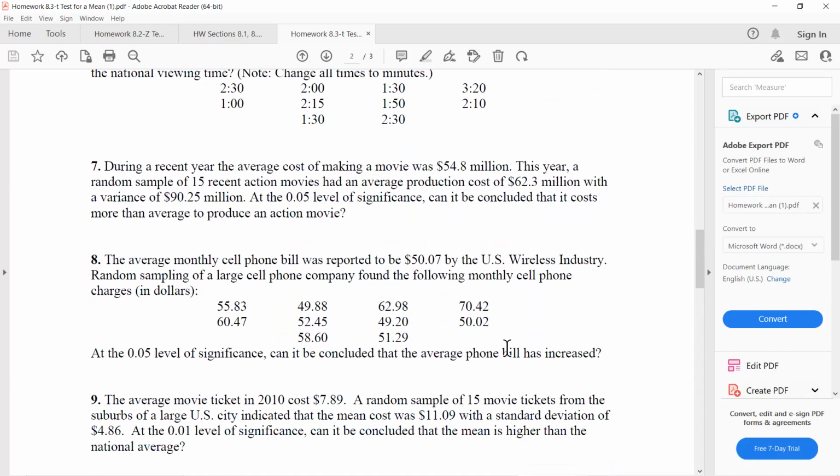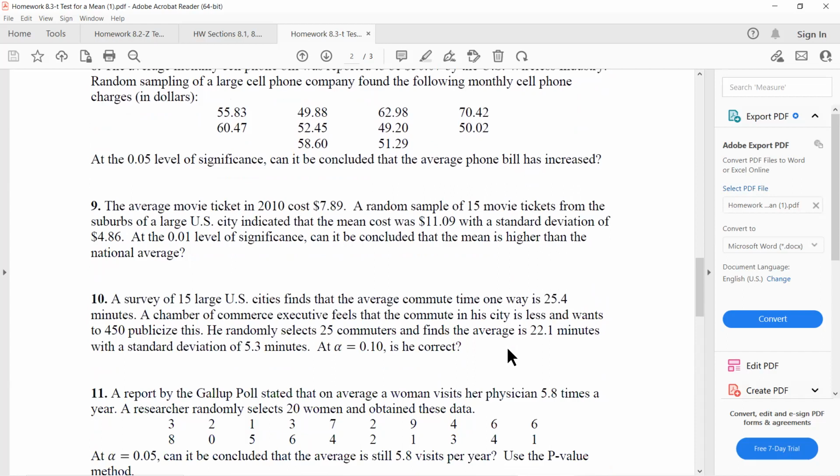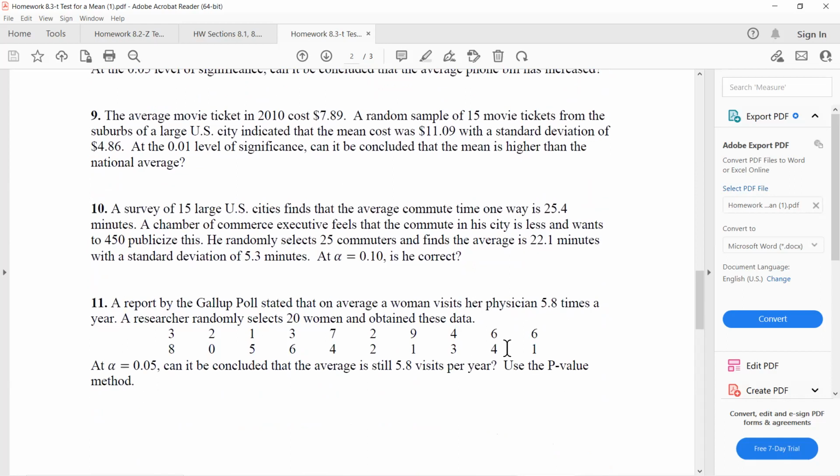Let me see if there's a p-value here. Okay, the only one that specifically uses the p-value is number 11. Okay, and it's raw data. So let's go ahead and do number 11 as a p-value.